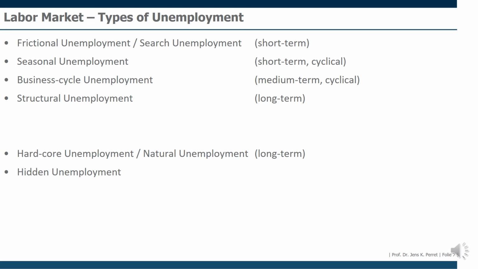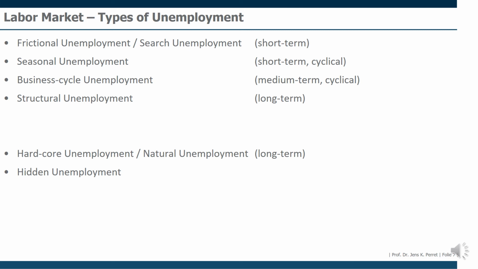Finally, we have the so-called hidden unemployment. That's people who might be unemployed, but who do not register as unemployed and thereby are not part of the unemployment statistics. For example, there are super rich people. They have a lot of money, they don't need to work, but they don't go to the unemployment agency and register as unemployed. So that's a second type of unemployment, or not the classical type of unemployment.